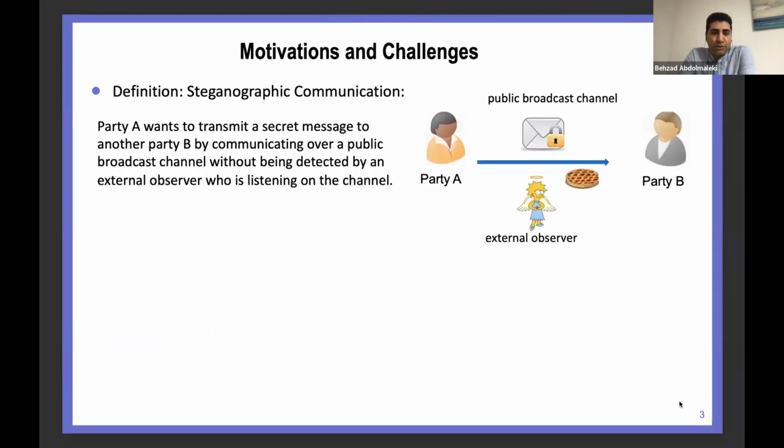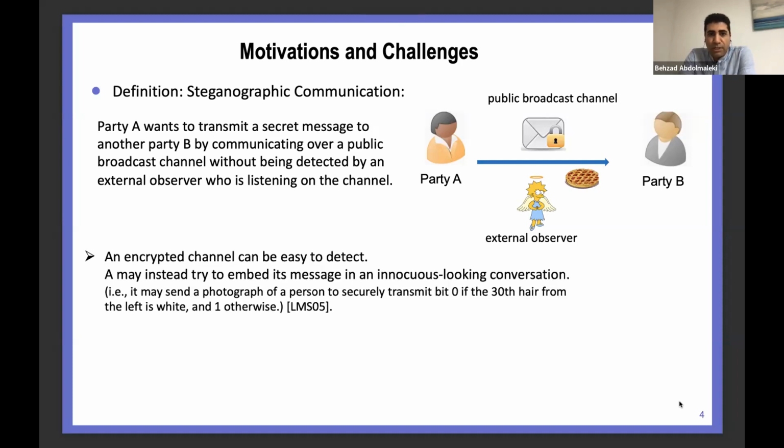Imagine that we have two parties, party A and party B. Party A wants to send some secret message to party B in a way that the external observer should not be able to detect that. This is called steganographic communication. For that, one cannot use an encrypted channel. Why? Because this can be detected easily by the external observer. So one way that party A might be able to do that is to instead embed her message in any other message, such as a photograph or other things.